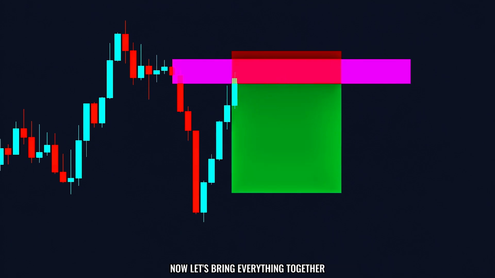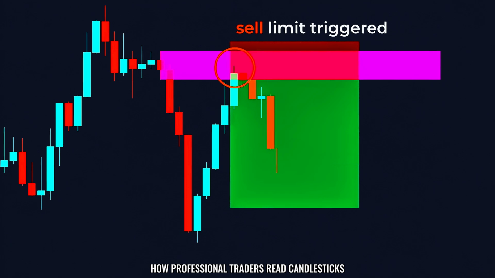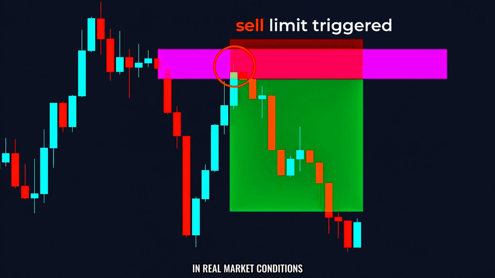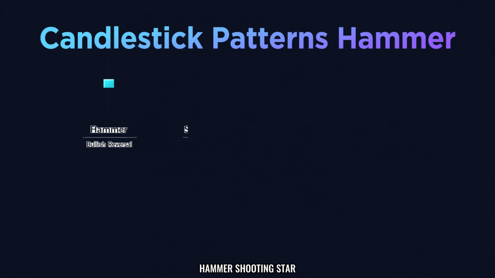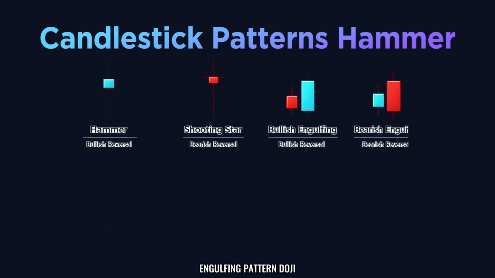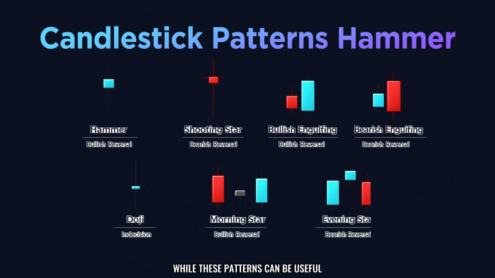Now, let's bring everything together and understand how professional traders read candlesticks in real market conditions. Most beginners focus on memorizing candlestick patterns. They spend countless hours learning the names of different formations: hammer, shooting star, engulfing pattern, doji, morning star, evening star. While these patterns can be useful, relying on them alone is a mistake.